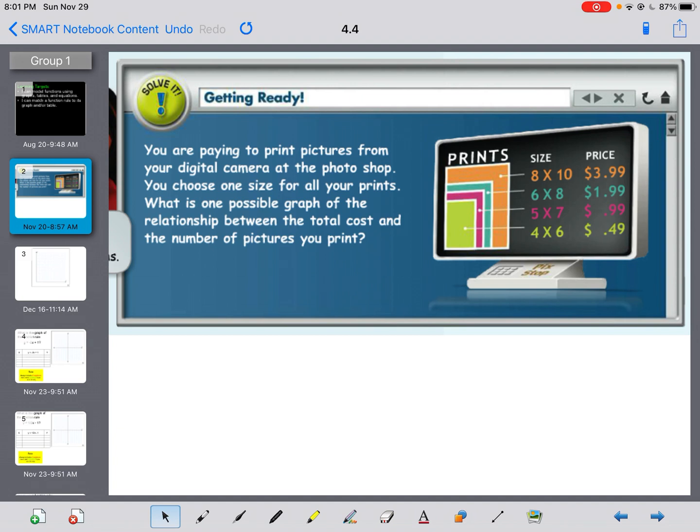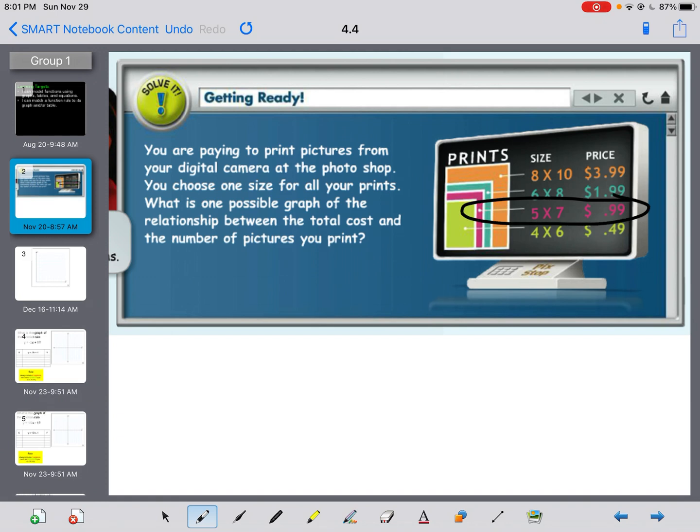You are paying to print pictures from your digital camera at the photo shop. You choose one size for all of your prints. What is one possible graph of the relationship between the total cost and the number of pictures that you print? Okay, if you can only choose one size, we can pick whatever we want. Let's go with these 5x7s for 99 cents.